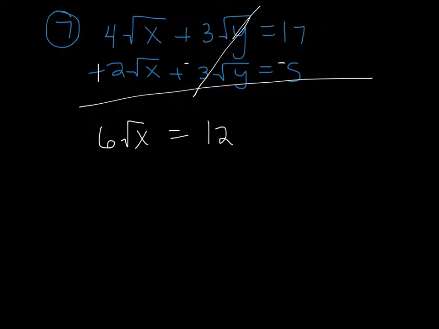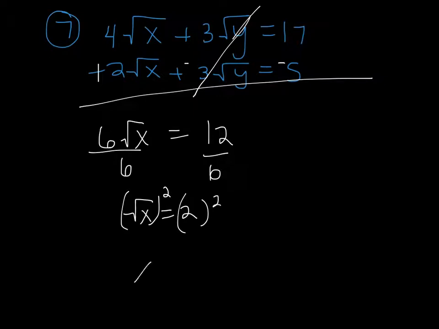Remember, I'm trying to solve for x, so I'm going to divide by 6. So square root of x equals 2. And to get x by itself, I have to square both sides. So x equals 4. Then to solve for y, I'm just going to plug that into the original equation.